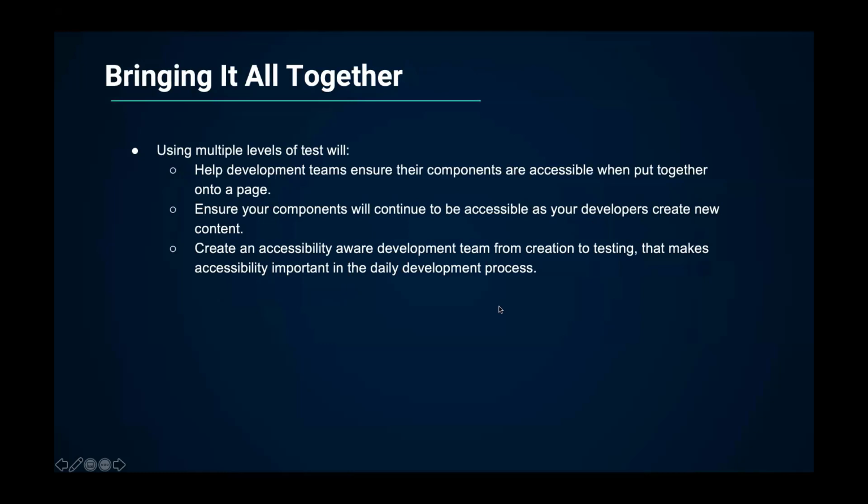So bringing it all together, using multiple levels of tests will help development teams ensure their components are accessible when put together onto a page. Ensure your components will continue to be accessible as your developers create new content, and it will create an accessibility-aware development team from creation to testing that makes accessibility important in the day-to-day development process. And that's the biggest goal, is we want to make accessibility more important in development day-to-day. And that's what doing multiple levels of tests using something like Axe Core to test your content will do, is it'll make accessibility testing part of your day-to-day process and help create more accessible content.